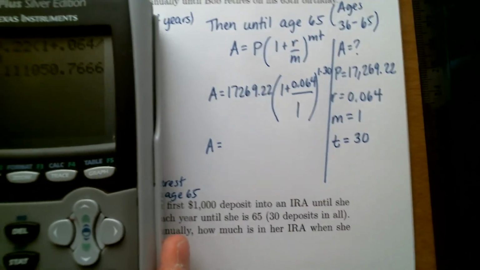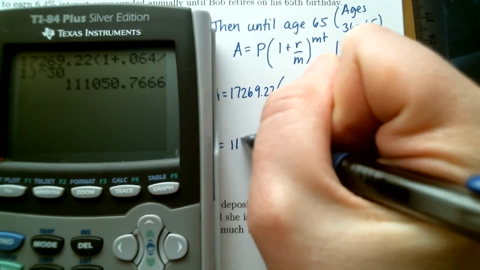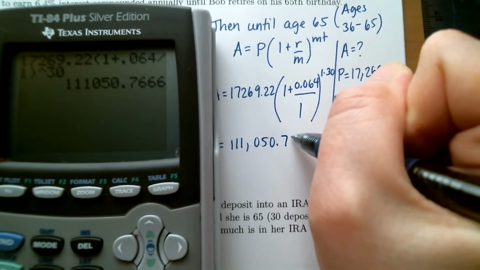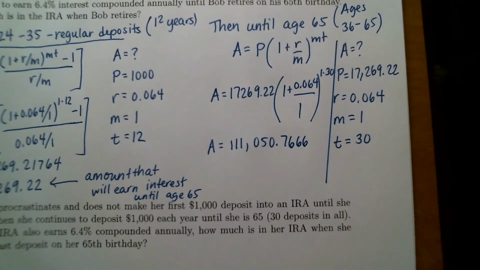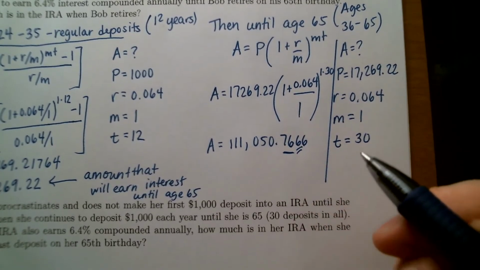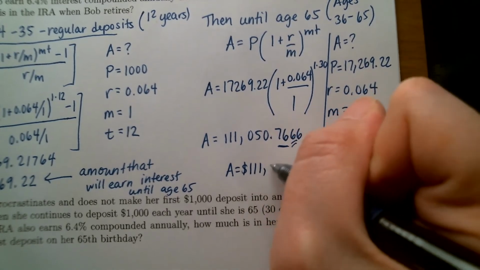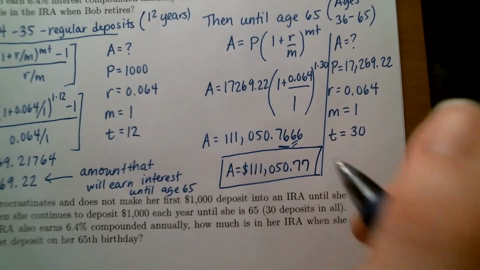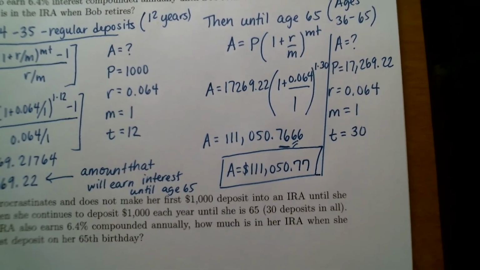Okay, so let's go ahead and write this down. $111,050, and then we'll have to round. Okay, so we're going to round to the nearest cent. So this 6 right here will bump up. So Bob will have $111,050.77 at retirement. Okay, so now we've got to look at Bonita.